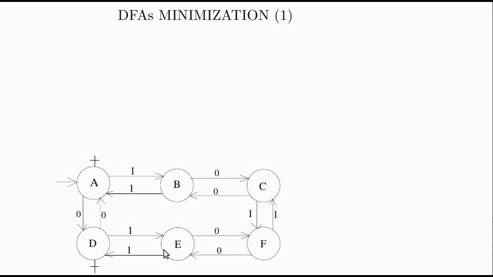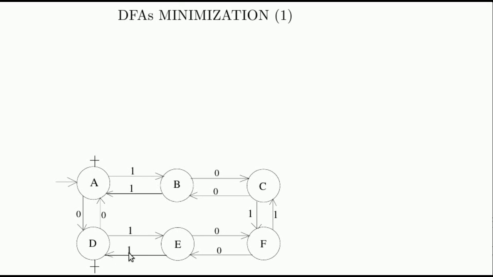All this gives the intuition that the states A and D are equivalent in the following sense. The accepted words starting the run from A are the same as the words accepted starting the run from D. The states B and E are also equivalent in this sense, and so are the states C and F. This notion of equivalence will be used to reduce the size of the DFA.